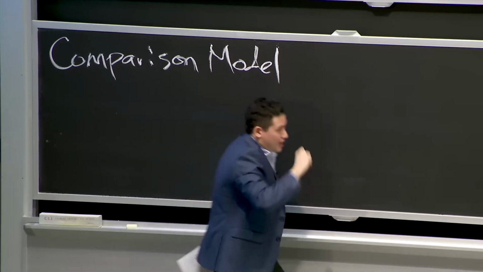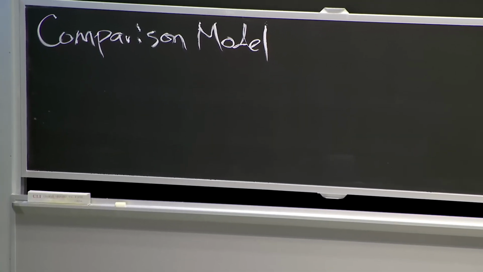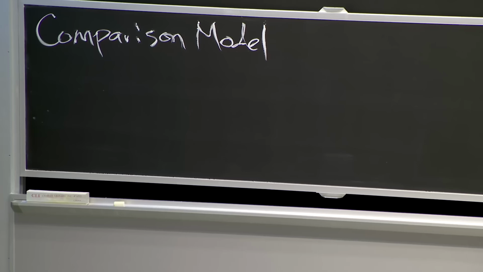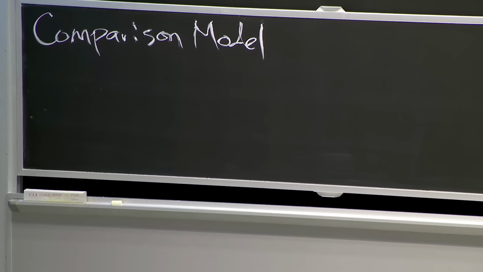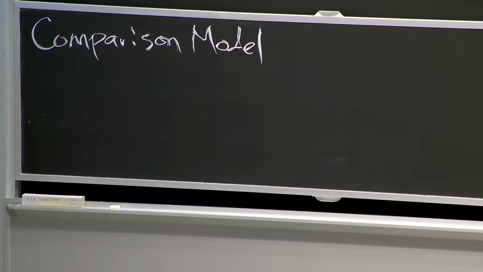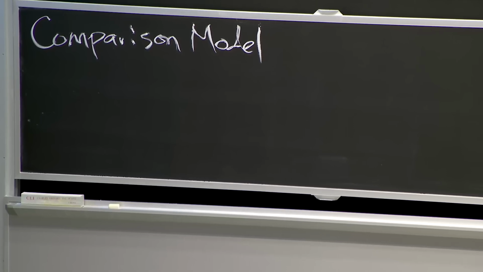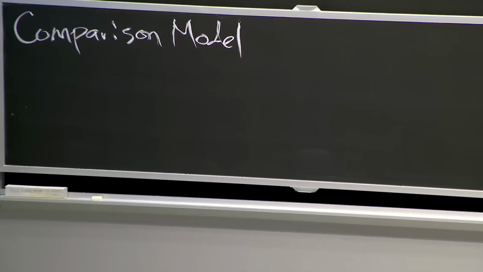And a comparison model means that the items, the objects I'm storing, I can think of as black boxes. I don't get to touch these things. The only way I can distinguish between them is, given a key and an item, or two items, I can do a comparison on those keys, right?